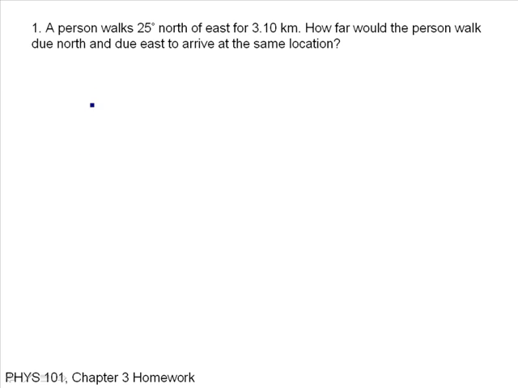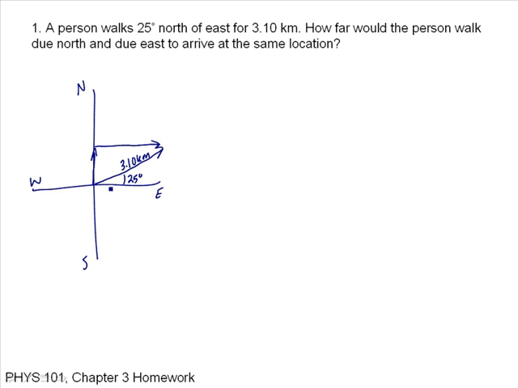So I have this person. If I draw out my coordinate system, this is north, south, east, west. They walk 25 degrees north of east for 3.1 kilometers. So something like this. This is 25 degrees, and it's 3.10 kilometers. Now I want to figure out how far a person would walk due north and then due east, to arrive at the same location.